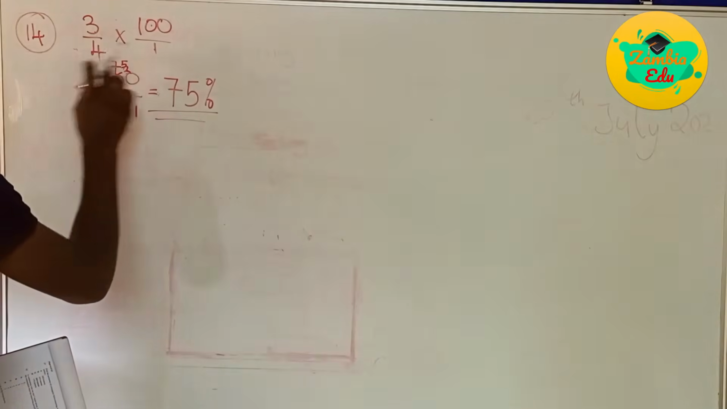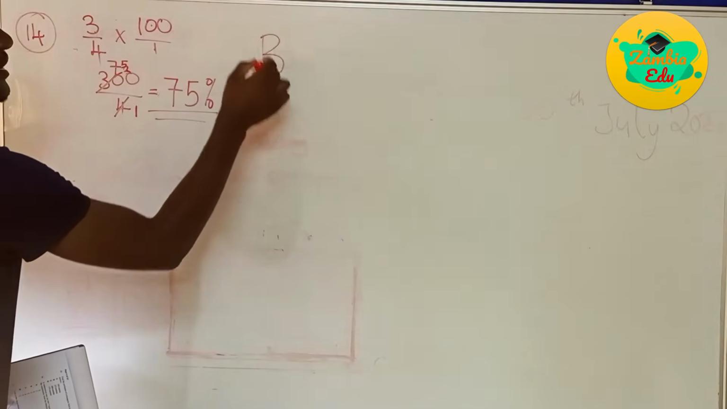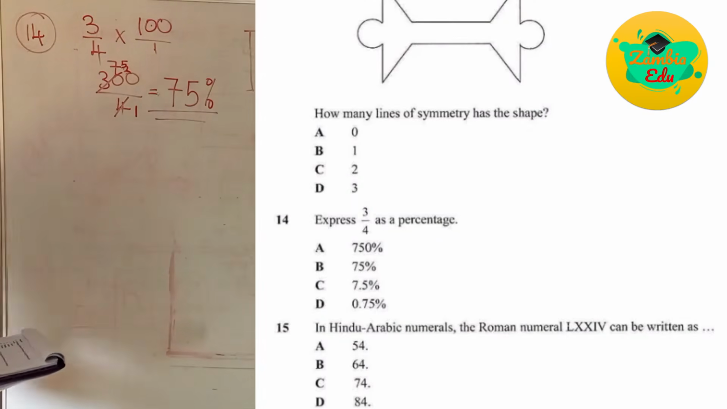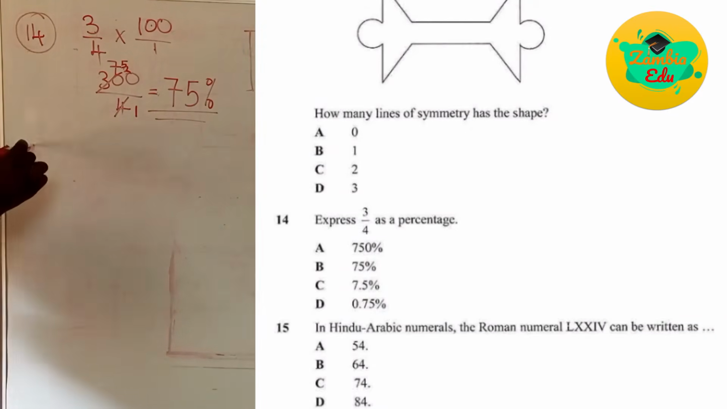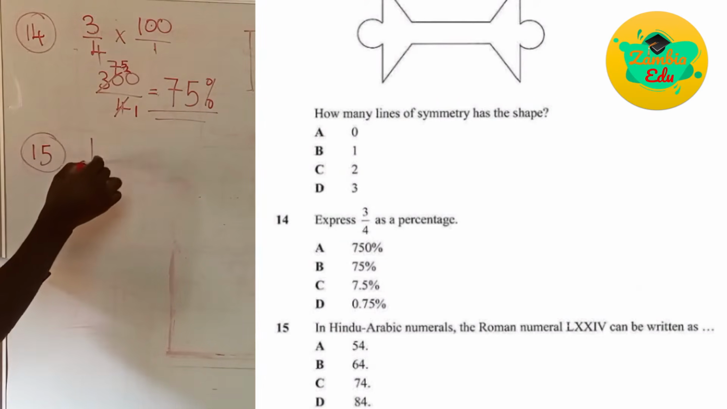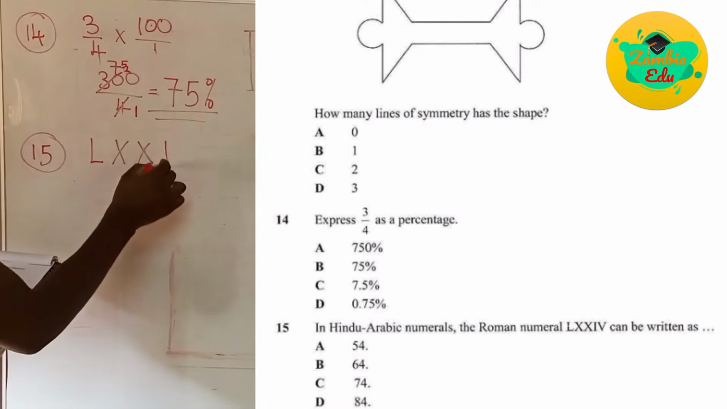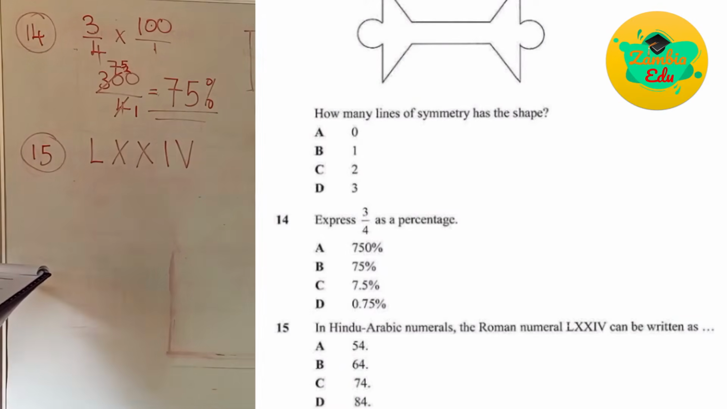So the answer for question 14 was B. Answering question number 15, it says in Hindu Arabic numerals, considering the Roman numeral XLXXIV can be written as in Hindu Arabic numeral.